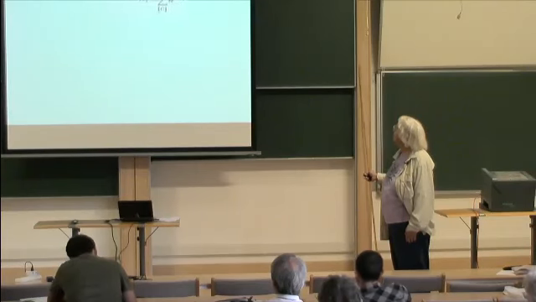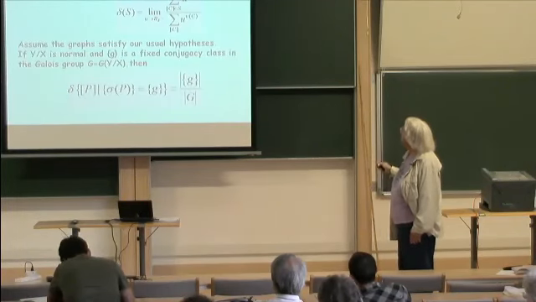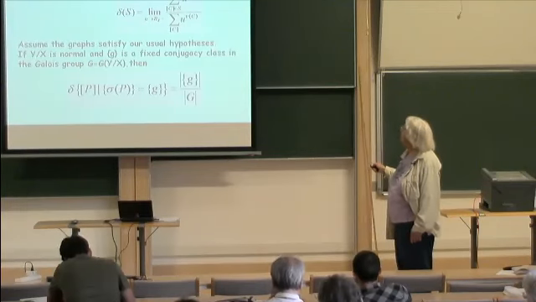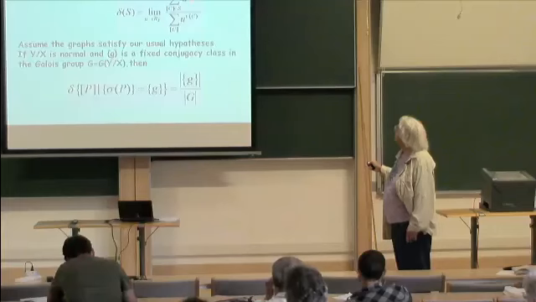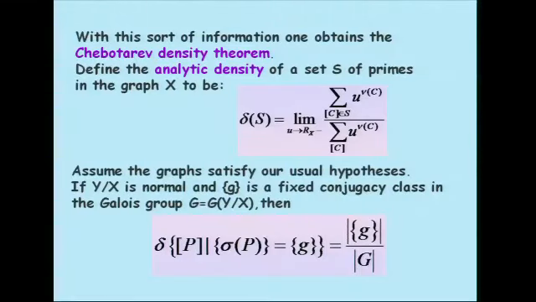And so you put this together and you get the Chebotarev density theorem, which says that basically the analytic density, which is the limit as u goes to the first pole from below of the sum over the primes in a set S of u to the nu of c, that is, the length of the prime, what you get, assuming the graph satisfies the usual hypotheses, Y over X is normal, and C is a fixed conjugacy class in the Galois group, is that the density of primes such that the class of the normalized Frobenius is the fixed conjugacy class is the order of the conjugacy class over the order of the group.